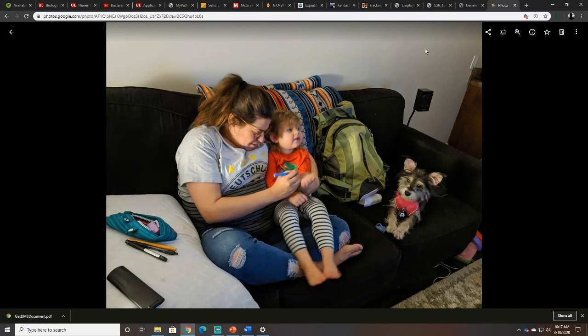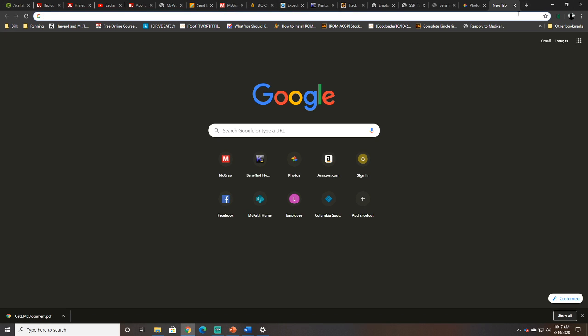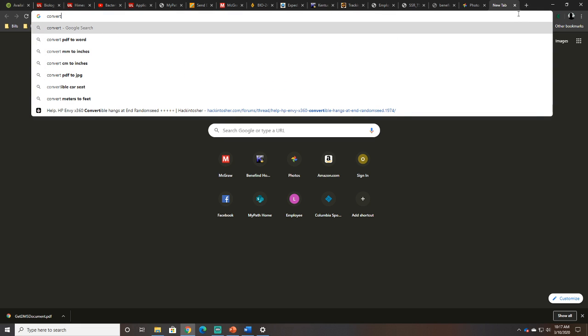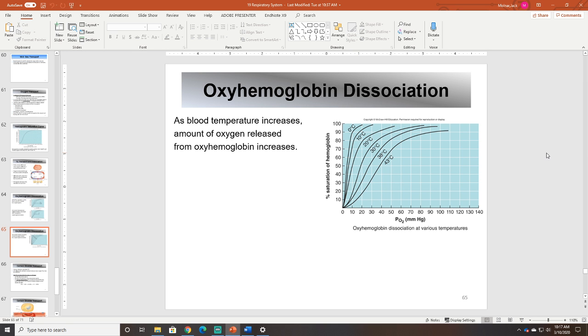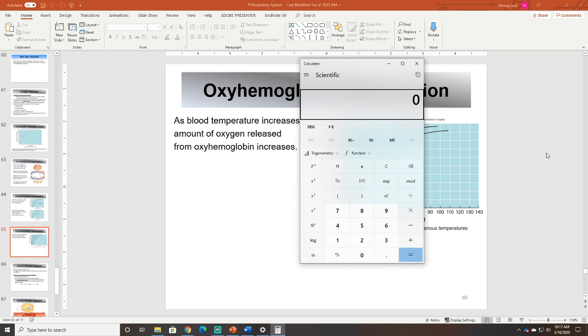I think I'm wrong. Let's go ahead and look up how to do that. Convert Fahrenheit to Celsius. 5/9, whatever 5/9 is. Okay, so 98.6 minus 32, and then divided by 5/9.